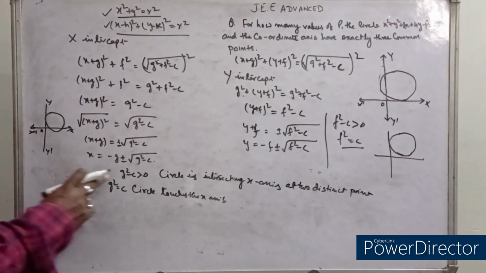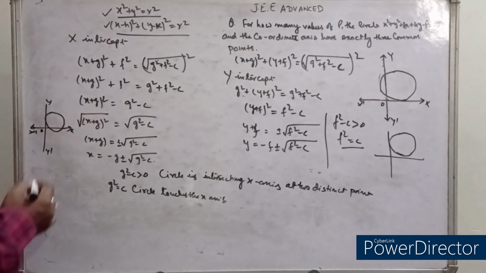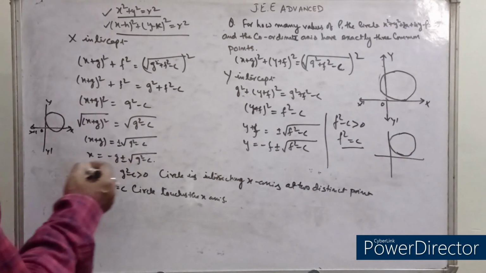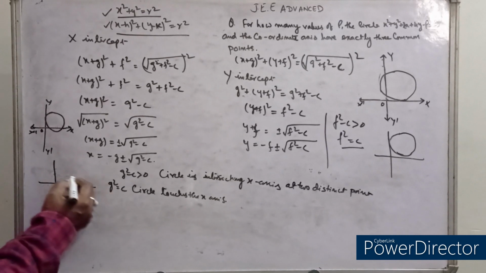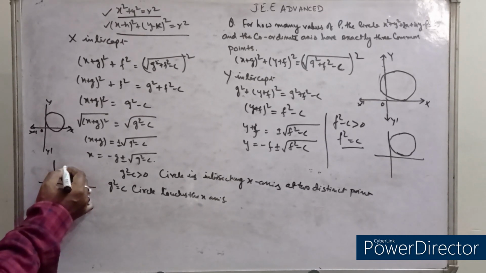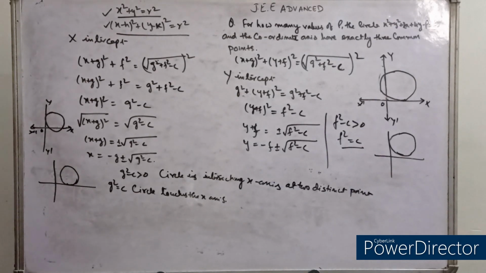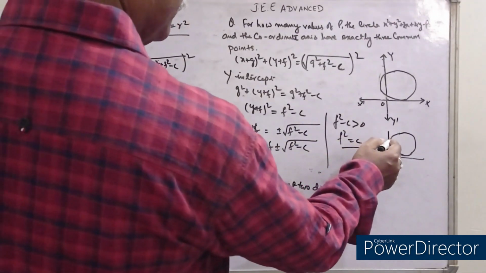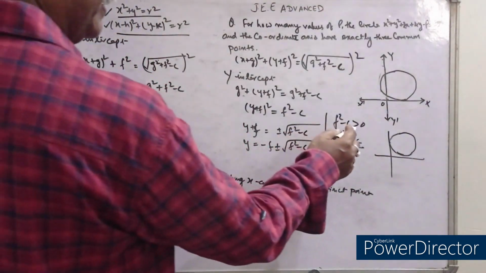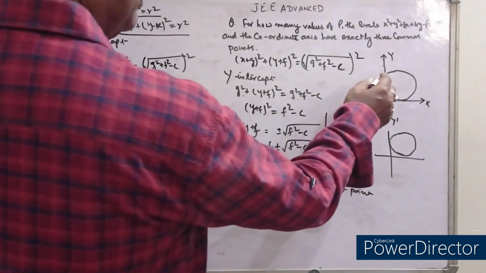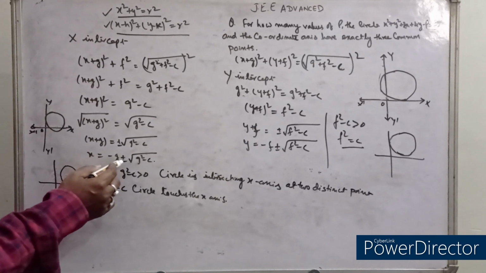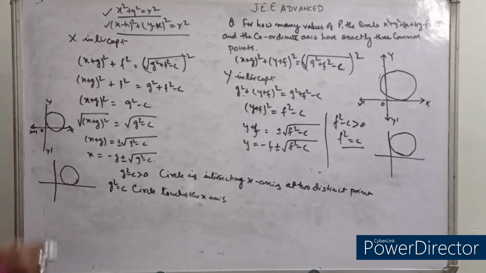Again here also, if this is greater than 0, that means it will intersect the x-axis at two distinct points, and if this is 0, that means your circle will touch the x-axis. And if this is equal to c, that means this is 0, your circle will touch the y-axis. And if this is greater than 0, then you are getting 2 points, so it will intersect at two distinct points on the y-axis. And here, since your x is getting 2 values, it will intersect the x-axis at 2 points.